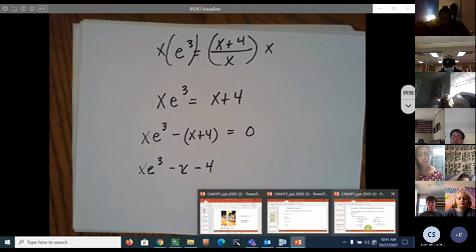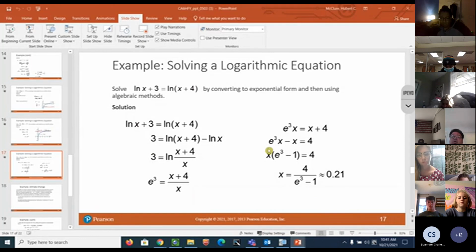It's yucky. This one's yucky. e to the 3x, they left the 4. Okay, they left the 4 over. So they brought the x over and took the 4. It took this 4 over. That's what they did.